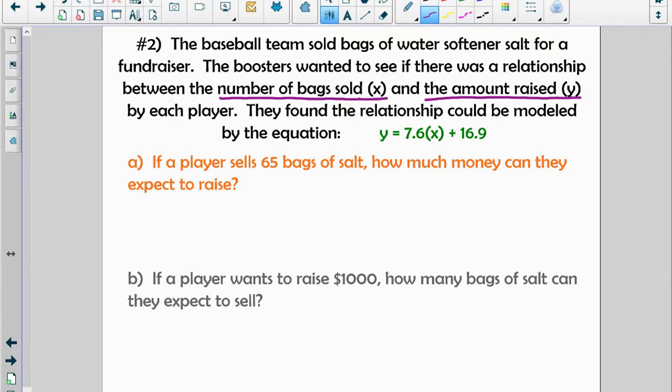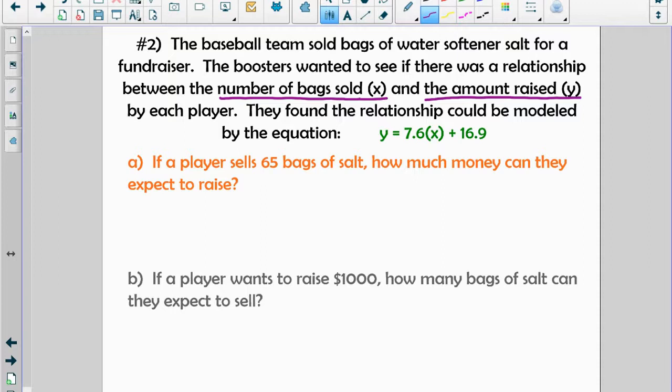Okay, so we have our variables already defined for us. Just a reminder that the dependent variable is the y variable. So the dependent variable is the amount raised. The independent variable is always x. That's the number of bags sold.